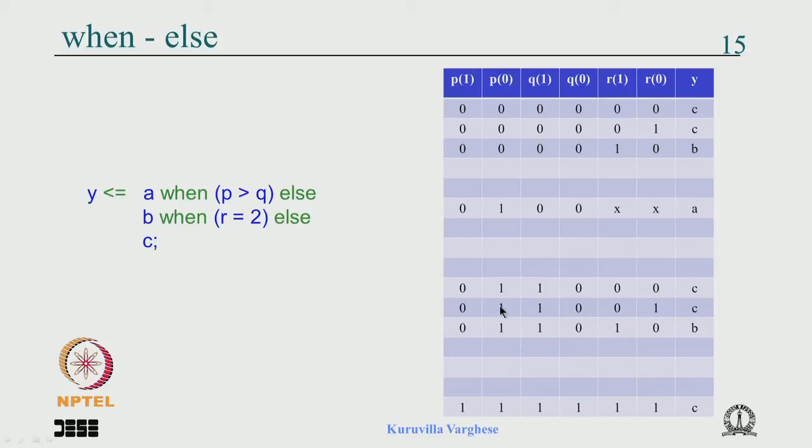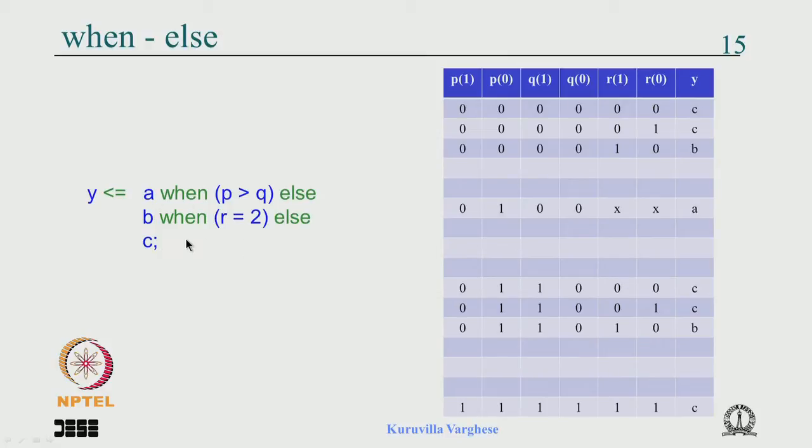But in other cases where P is less than Q and R is not equal to 2, Y is C. And you can populate these values all the way from 000, 001, all the way to 11, and at 11 you see P is not greater than Q, R is not equal to 2, so this is C. So this truth table has 6 columns, so it is 64 rows, but if you bring in A, B, C then it is 6 plus 3, 9 columns. So you will have 512 total rows for this truth table.